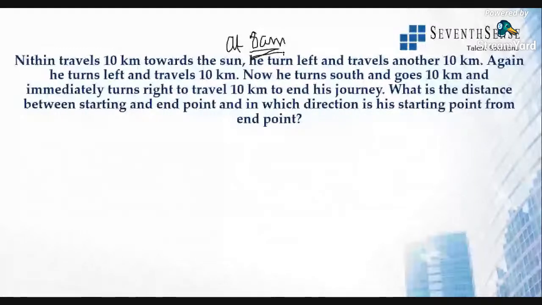So he was starting towards east. I'll consider it as the starting point. He walks 10 kilometers towards east. All right, now what are they telling? He turns left and travels another 10 kilometers. Left in the sense it will be towards north. I think it will be a different diagram there, so I'll try the diagram.